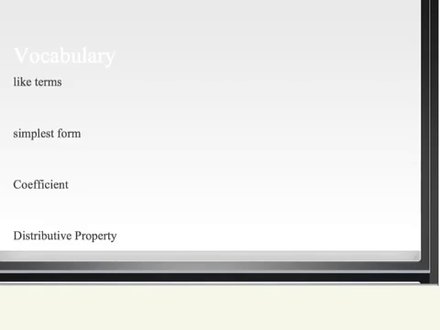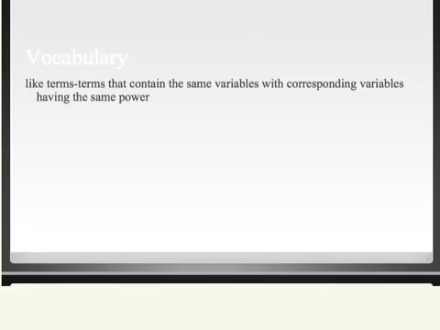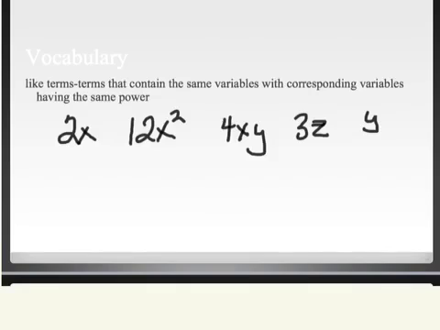Your vocabulary terms are as follows: like terms, simplest form, coefficient, and distributive property. Like terms are merely terms that contain the same variables with corresponding variables having the same power. The best way to do this is to look at some examples. If you look at these terms, none of them are like terms. This is 2x, this is 12x squared. They're not alike because they have the same variable, but they do not have the same corresponding power.